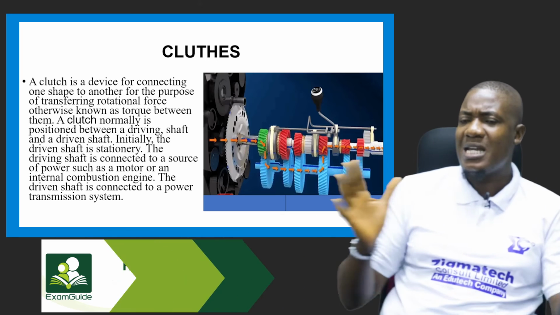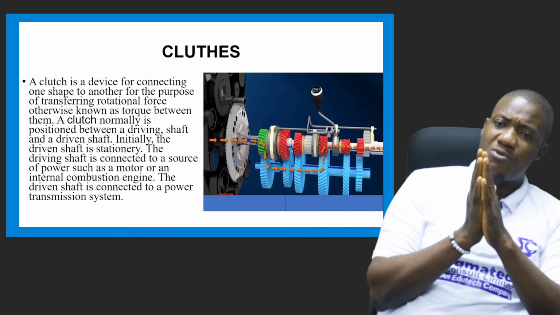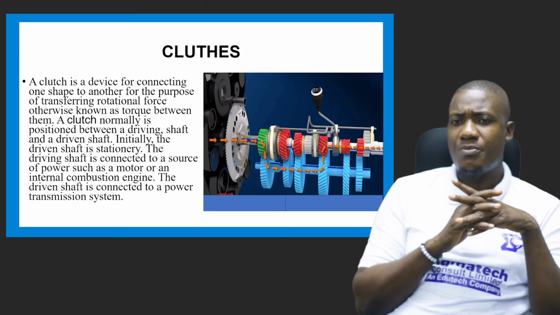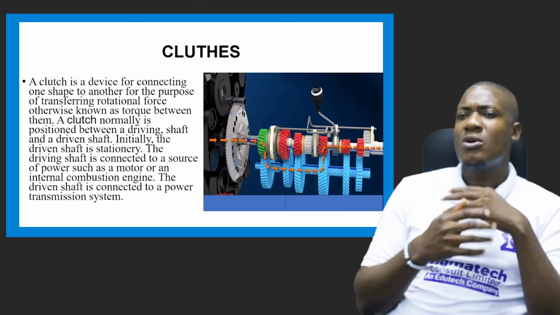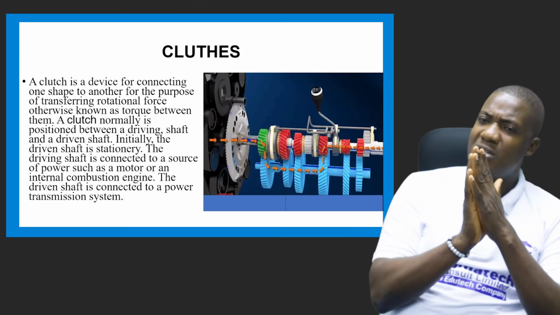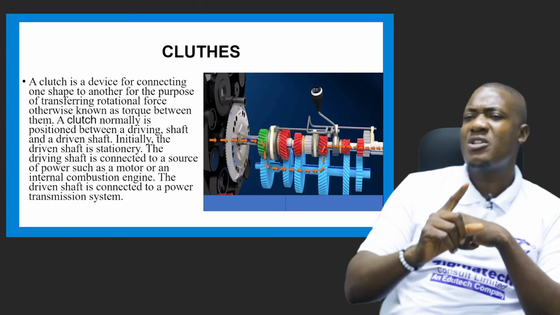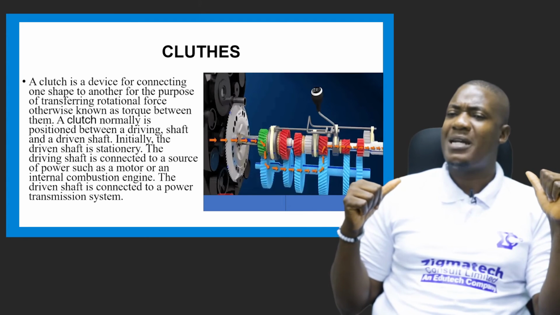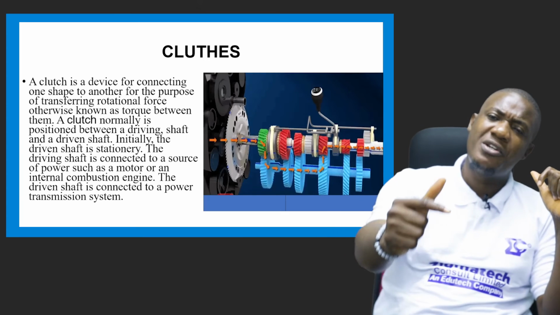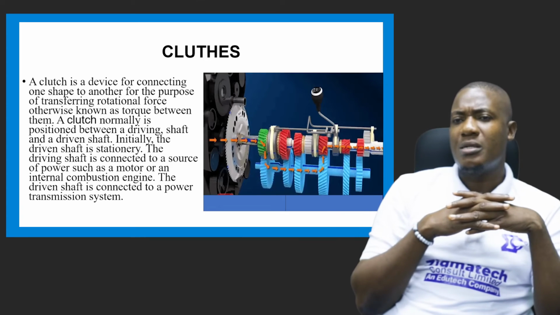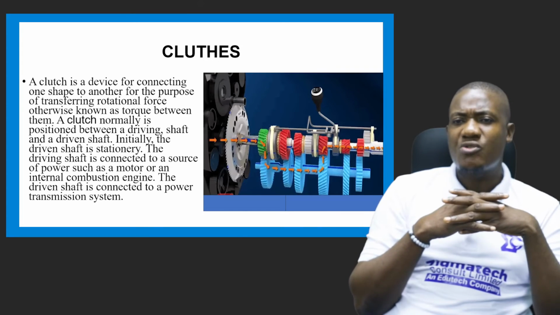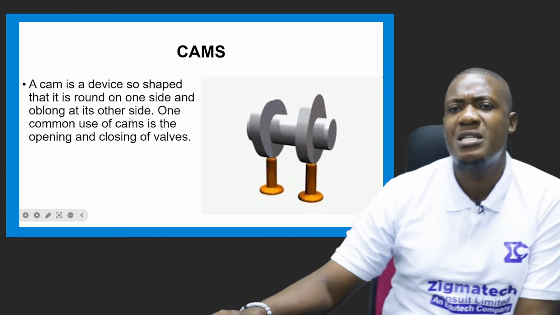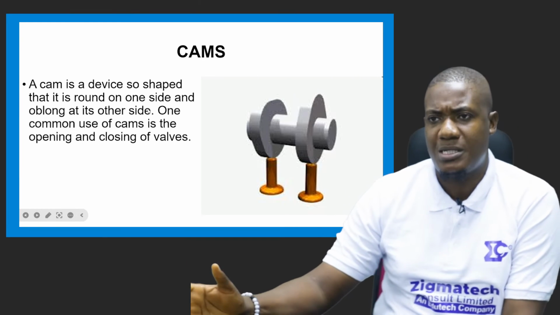So it can disengage the shaft, it can engage the shaft when you want to move. So that's basically what the clutch does. The rotational force of this engine is transmitted into the driving shaft. The driving shaft is connected to the propeller shaft. By this, the vehicle starts moving in a straight line.